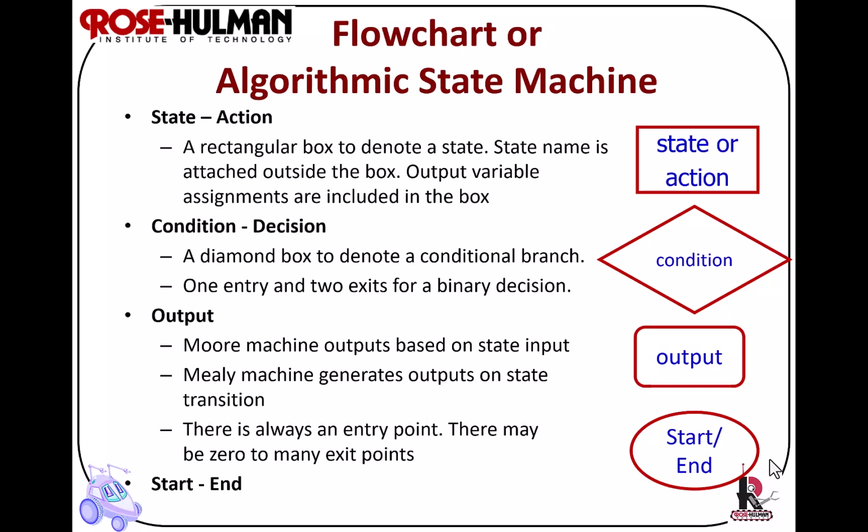There is always an entry point. There may be 0 to many exit points. The entry point for our robot will either be driving forward or random wander.